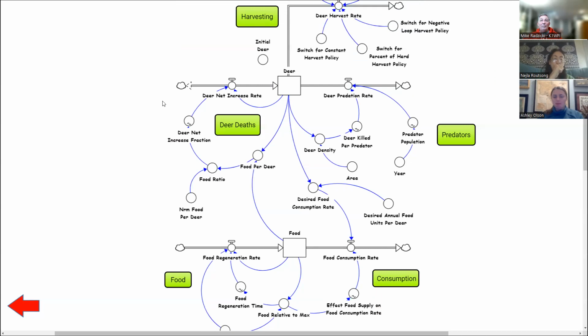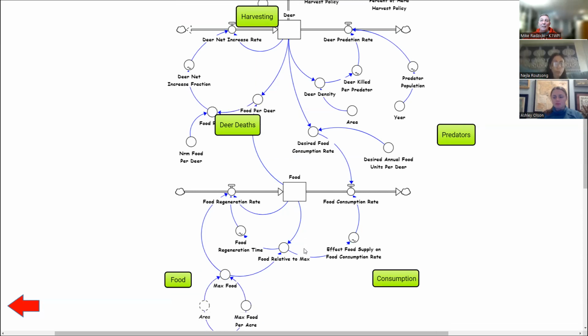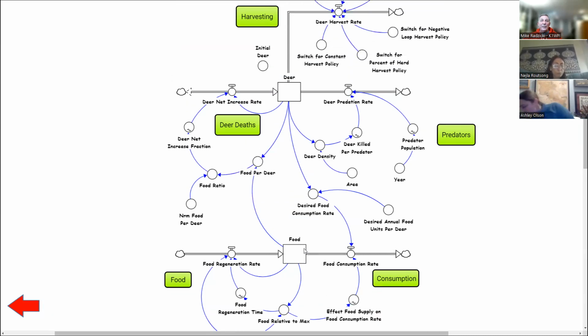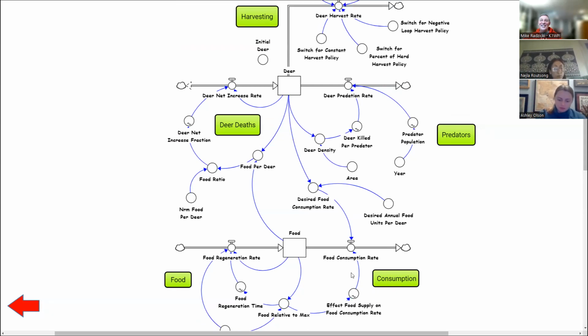And then down here with food, right? It's funny, these things aren't moving. I don't know why that is. They should be moving. It's kind of funny.